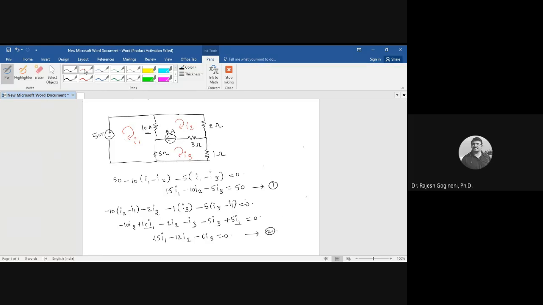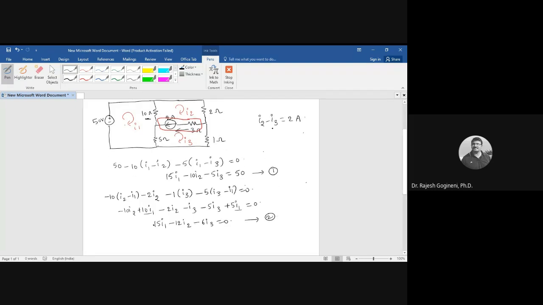Okay, so that means the super mesh is formed by combining, that means this branch we neglected, which consists of the current source, right? So now what is the current here? 2 amperes. So we know the direction. What is the current in this direction? We take that in the 2 amperes direction. What is the current in this direction? I2 minus I3 is equal to 2 amperes.